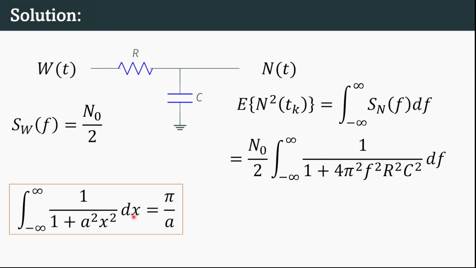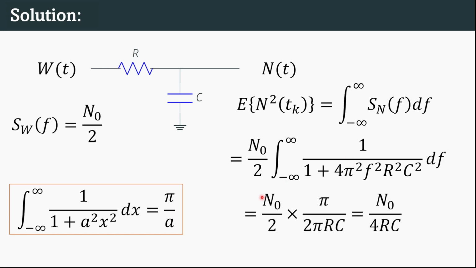So look at this integral and look at this integral. They're almost the same, except that instead of x we have f here, and instead of a we have 2 pi RC. So you can easily correlate with that, and hence we can evaluate this integral to be N naught by 2 times pi by a, which is 2 pi RC, and by cancelling the common term pi, we get N naught by 4 RC, and this is the variance of the random variable n of tk.